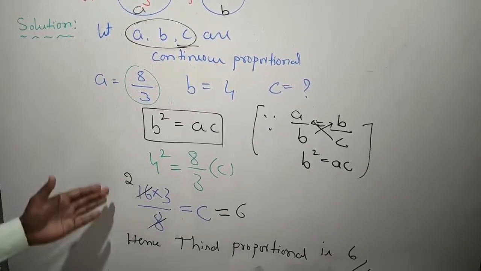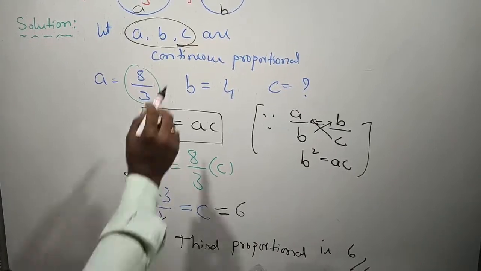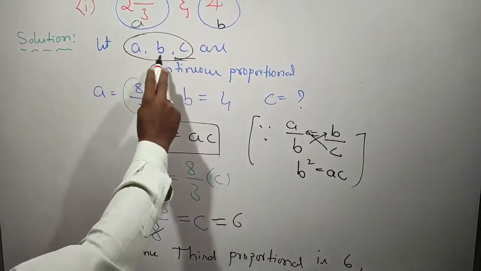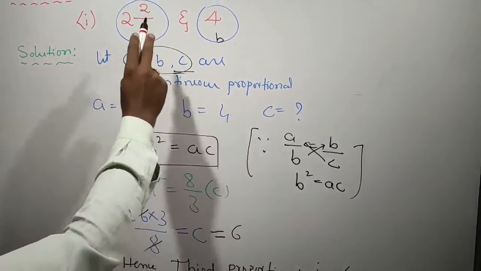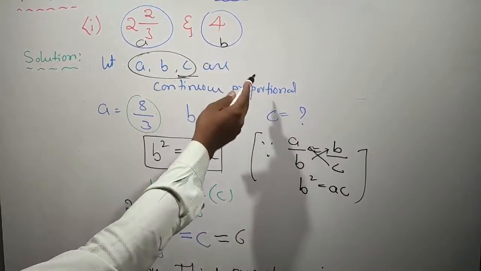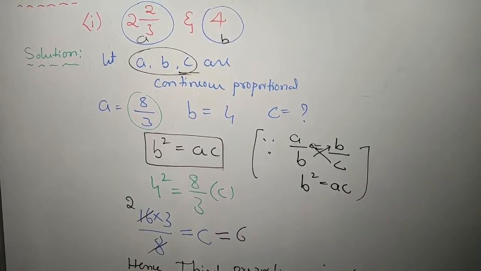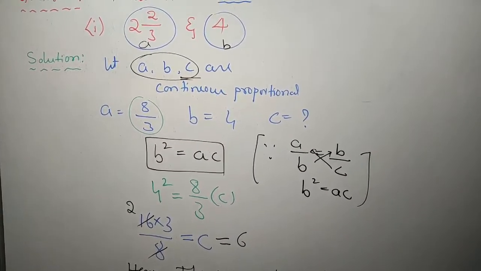You should follow this method. I gave one hint. If they ask the third proportional and give two terms, you go to ABC continued proportion. If they give three terms and ask to find the fourth term, you go to ABCD, four terms proportional children. I will continue with one more problem.